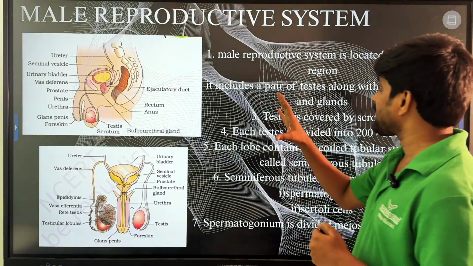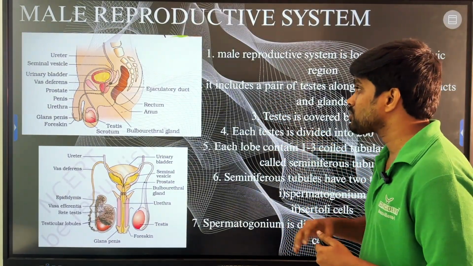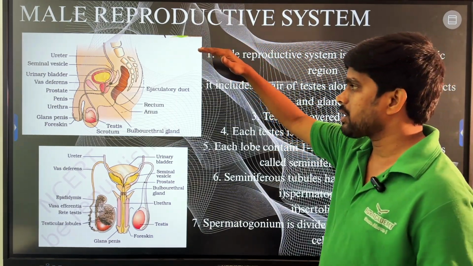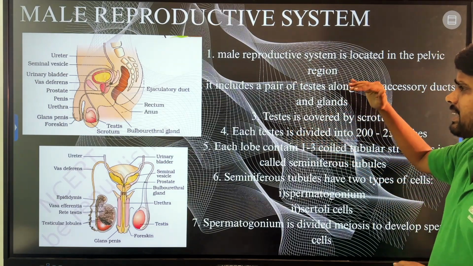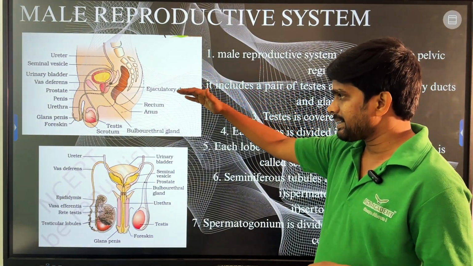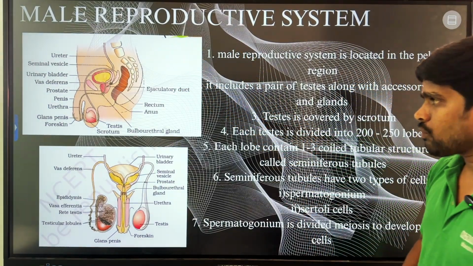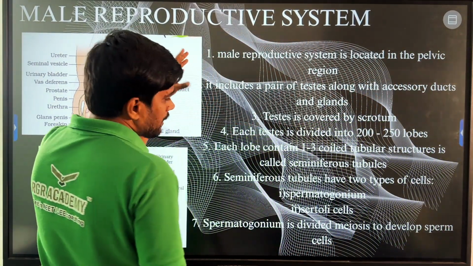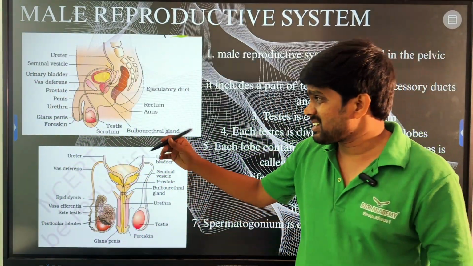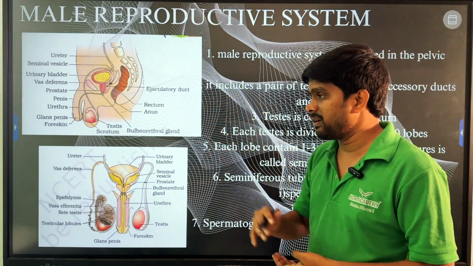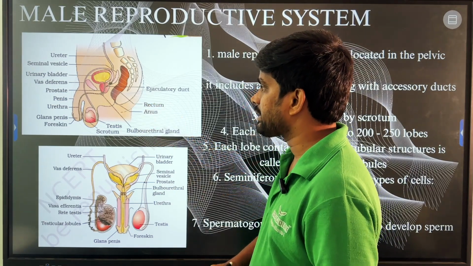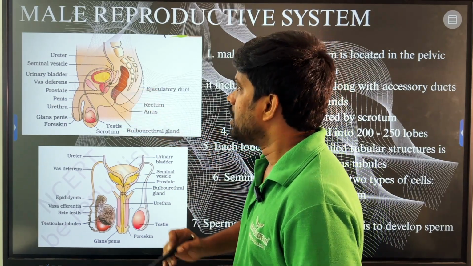Next, the male reproductive system. The male reproductive system is mostly located in the pelvic region or the posterior part of the abdominal cavity. Generally, it includes a pair of testes along with accessory ducts and accessory glands. So what are the parts included in the male reproductive system? The testes, rete testis, vasa efferentia, epididymis, vas deferens, ejaculatory duct, urethra and penis.